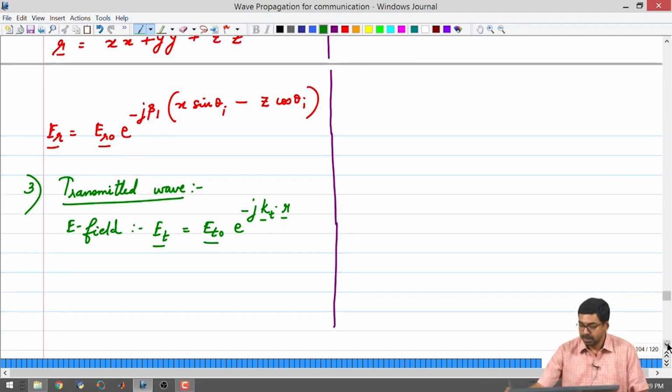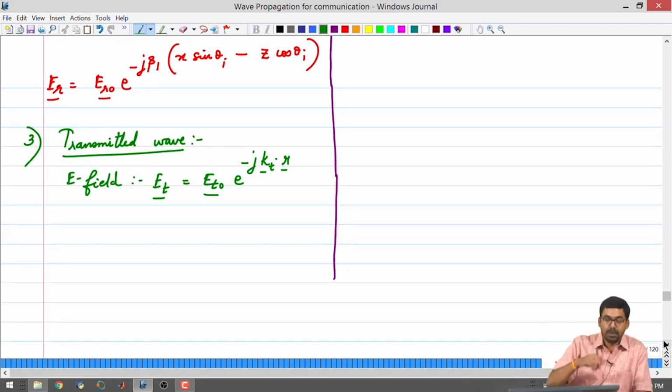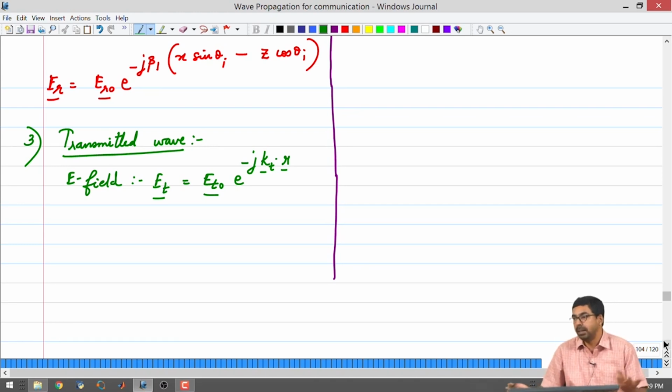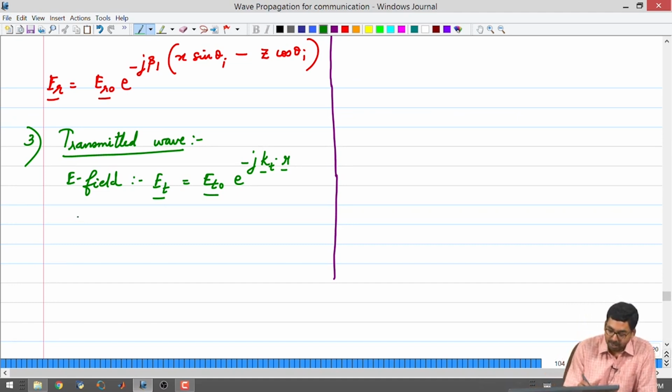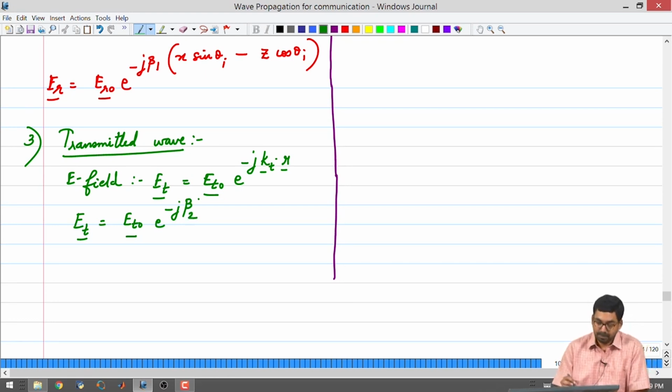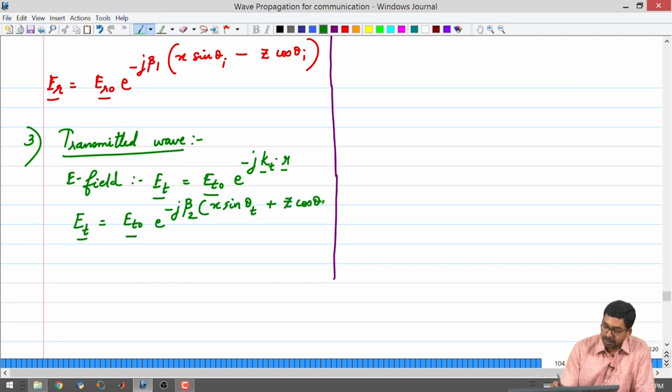Now, k t is going to have a similar form as k I. The only change is that when you find the components of n, instead of using sin theta I and cos theta I, you will be using sin theta t and cos theta t. So, I will directly go ahead and write down the expression. Another thing to notice is that the phase constant for the second medium is beta 2. So, it looks like x sin theta t plus z cos theta t.